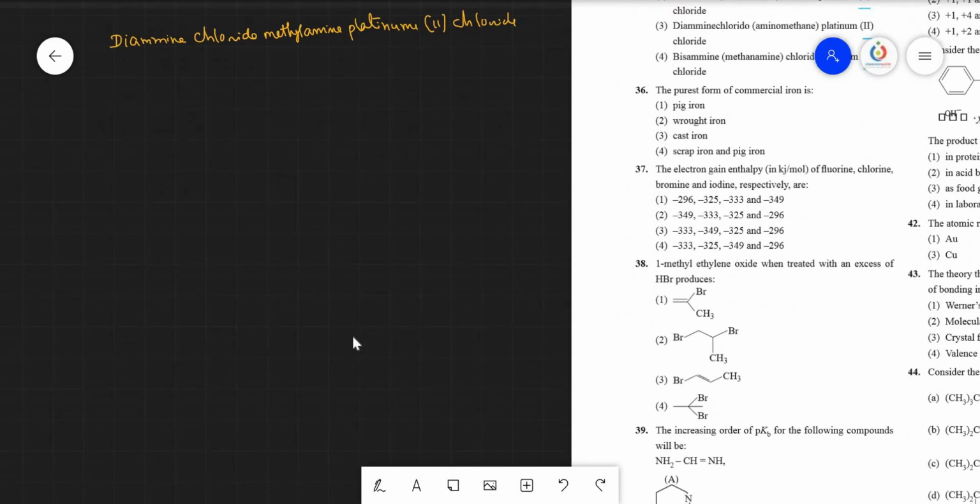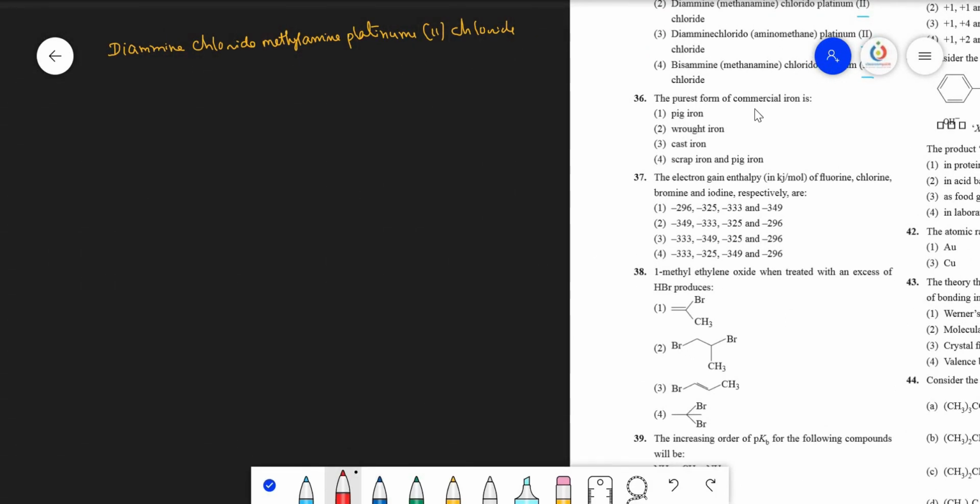Let's see question number 36. The purest form of commercial iron is wrought iron, which is the purest form of iron. That is a conceptual theory question. Now let us see the 37th question. The electron gain enthalpies in kilojoules per mole of fluorine, chlorine, bromine and iodine respectively are given here. We need to find out which values are correct. We know that fluorine, chlorine, bromine and iodine are group 17 elements. The electron affinity of chlorine is more than fluorine, which is more than bromine, which is more than iodine.